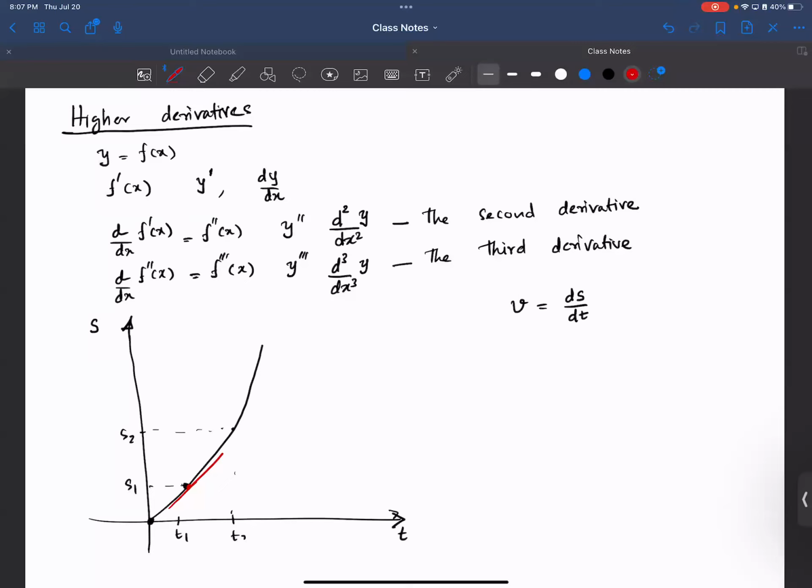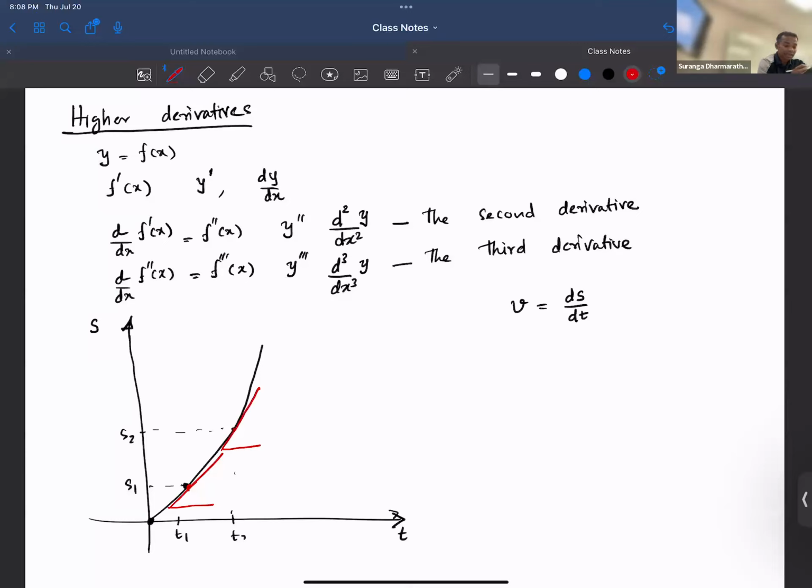Velocity, how fast the car is moving, or speed. So that means the slope of the curve at certain points is equal to the velocity at that time. We can find that slope. If we find the derivative at those points, we can find the slope at those two points.